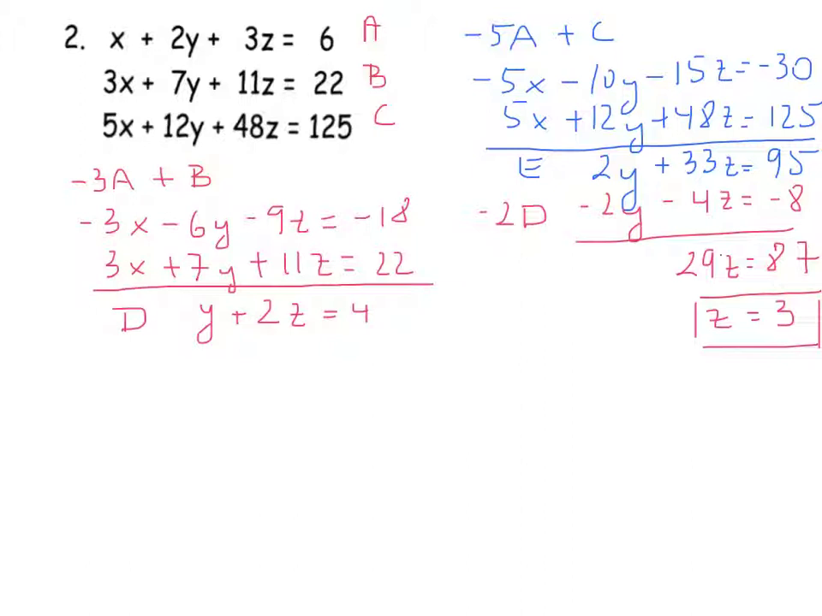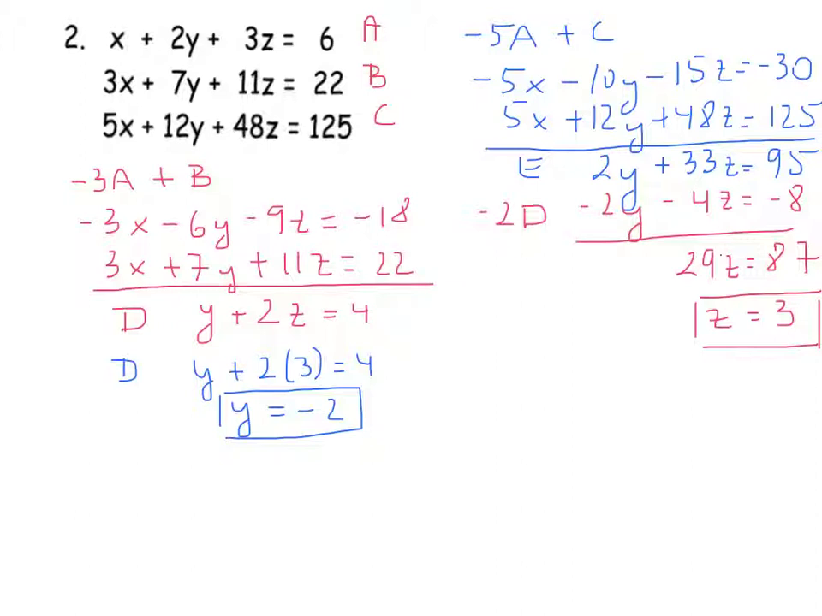Then I'm going to take the 3 and go back, and I'm going to substitute it into D right here. So I'm going to have y plus 2 times 3 equals 4. So y will equal -2. So I have my second part of my ordered triple.